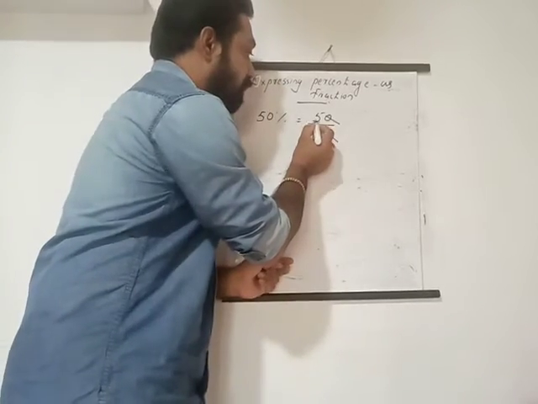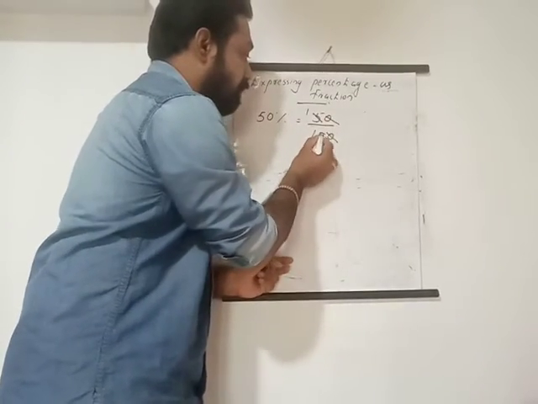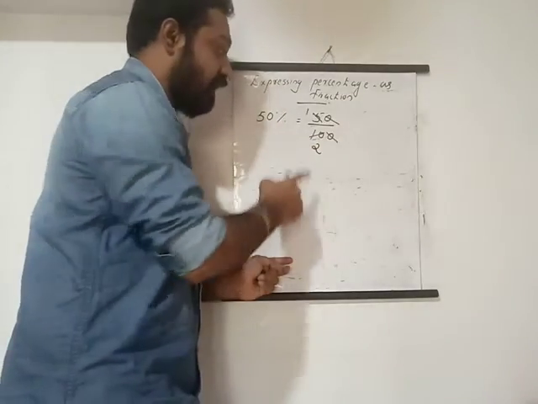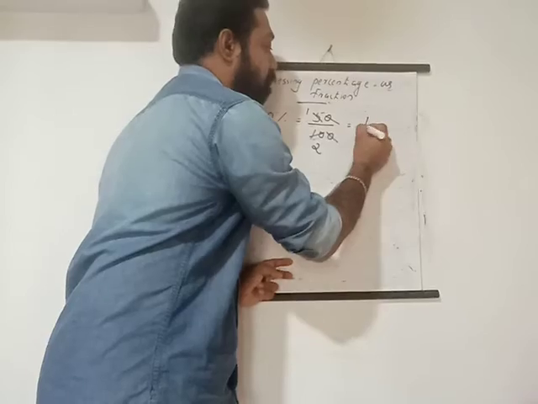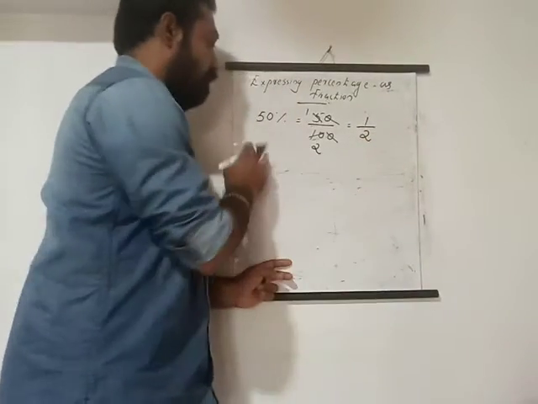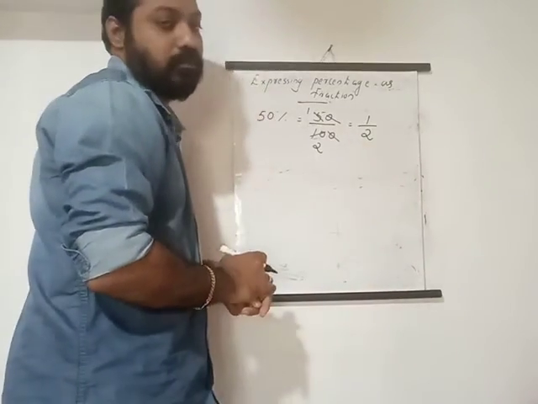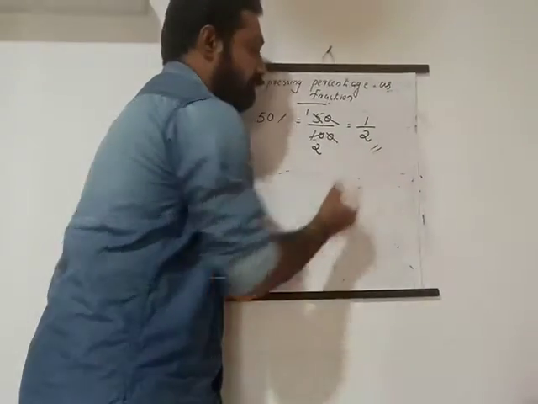In the 5s table, 1 five is 5, 2 fives are 10. Understand? That means 1 by 2. Isn't it? 50 percent is the half of 100, isn't it? That's why we got 1 by 2. So this is the simplified form.